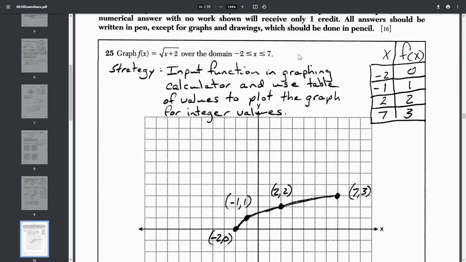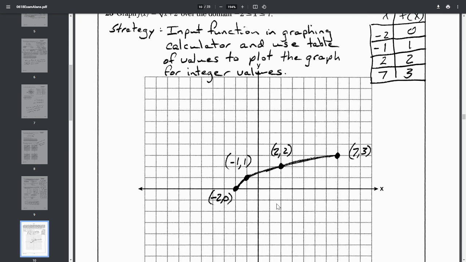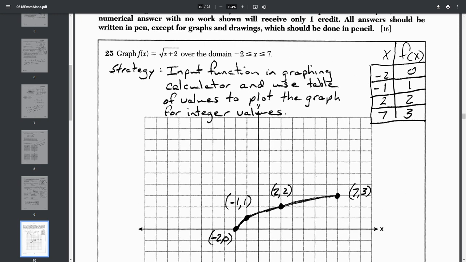Remember, you can use your calculator to get the values. You can go into Desmos and type in this equation and then look at the table and take the values from the table and put them onto the graph. He didn't do this, but I would recommend, just in case, that you label the graph with the equation.